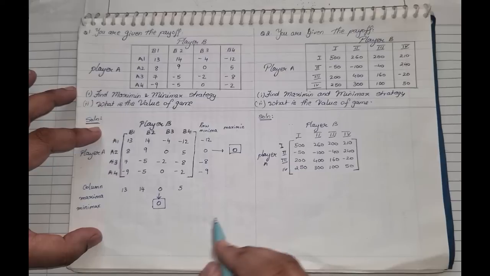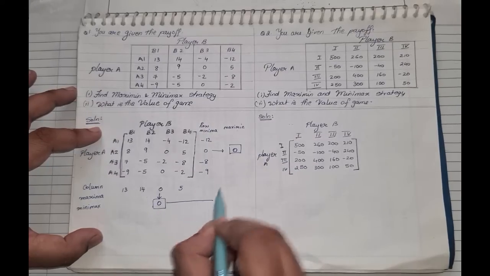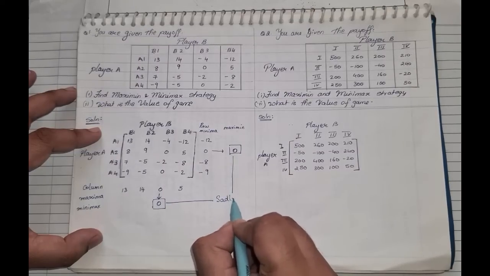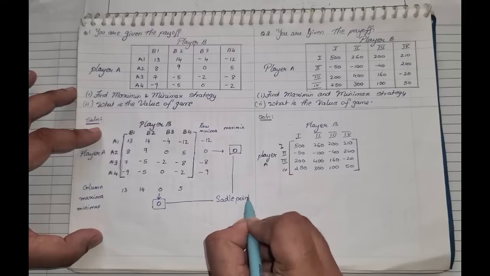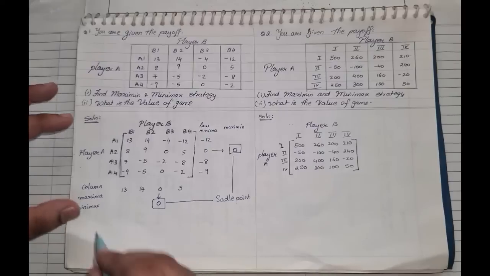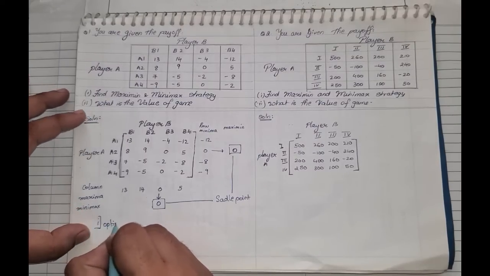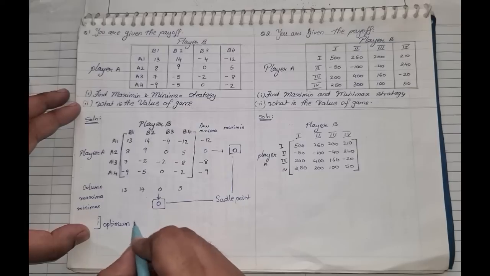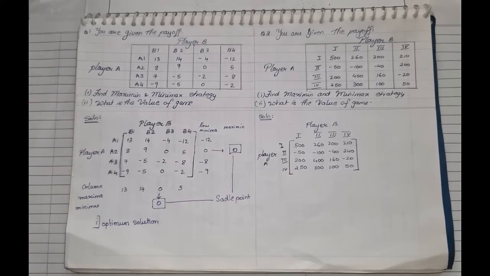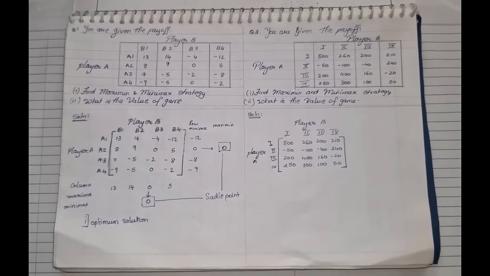This has to always be equal. Okay, the maximin and minimax have to be equal. The point where both of them are equal is known as my saddle point. Okay, that will be called a saddle point. But after getting this, we have to conclude, number 1, the optimum solution.